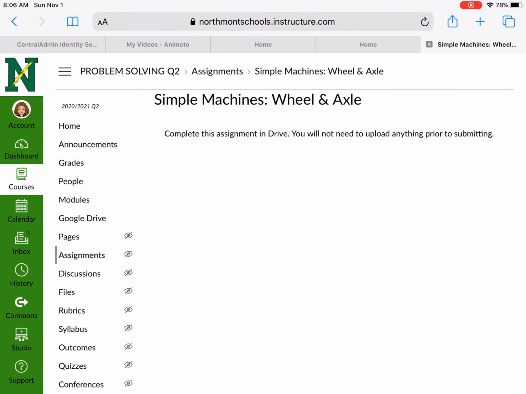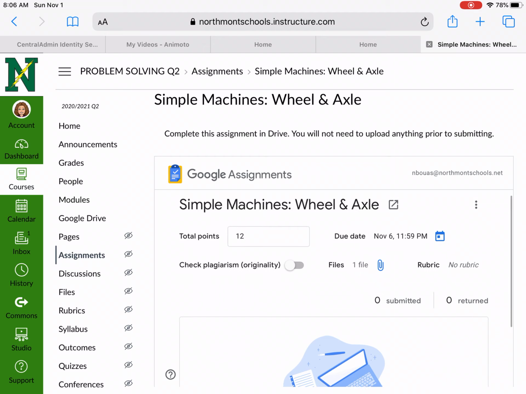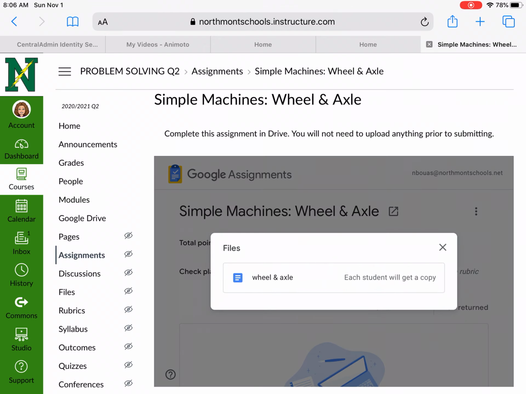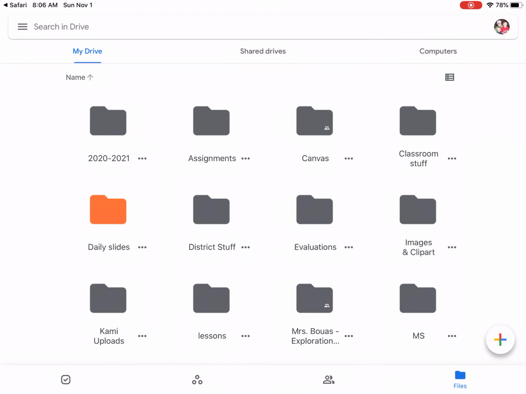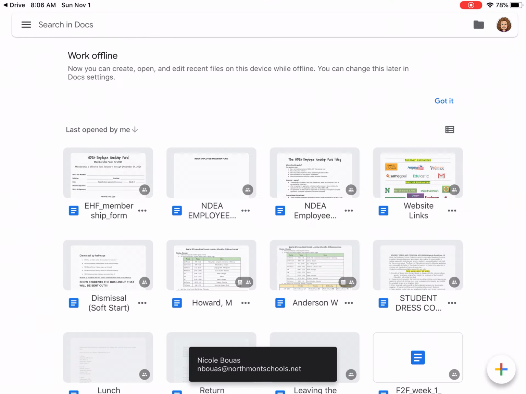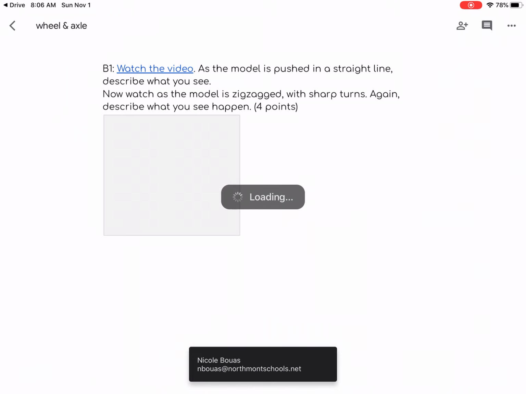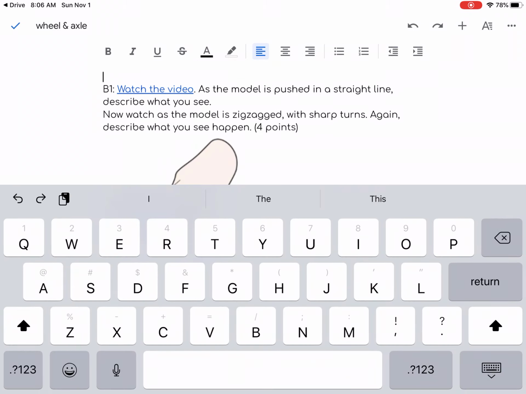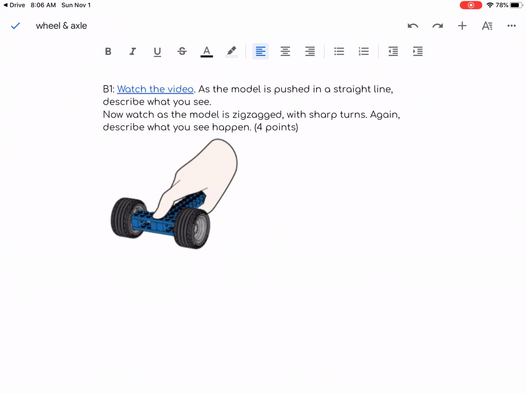And then for your assignment, a little harder for me to open than for you. You are going to complete this right there in your Google Docs. You're not going to download it or take it anywhere. Remember, you have to hit the little blue pencil to type.